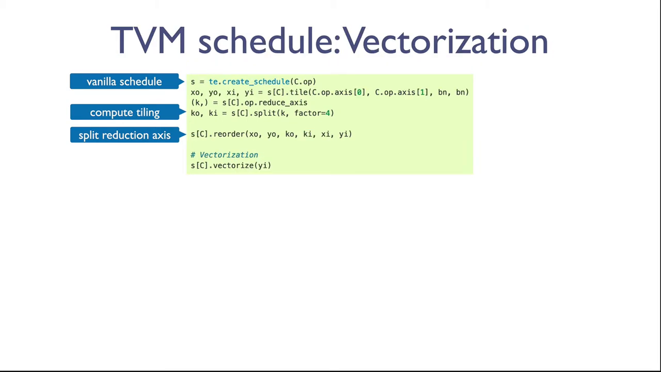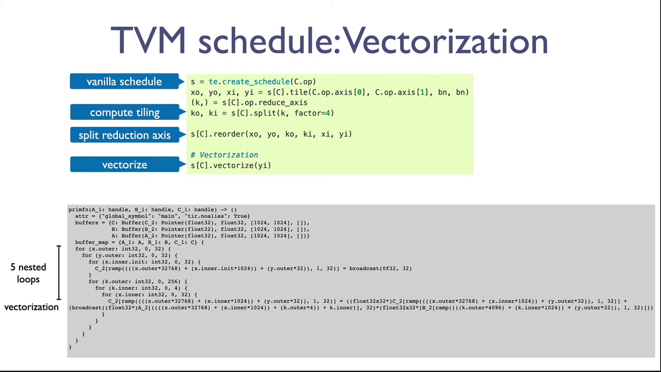But we can go even further than that. We can also do vectorization that takes advantage of hardware-specific operations. So once again, we start with the vanilla schedule. We compute a tiling. We do a split reduction axis. And then we apply the vectorization. The result of this operation is five nested loops. And on the inner loop of that operation is a vectorization that takes advantage of hardware-specific features for vectorization.